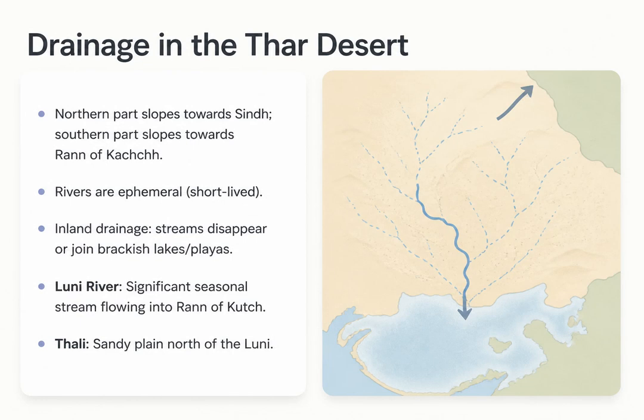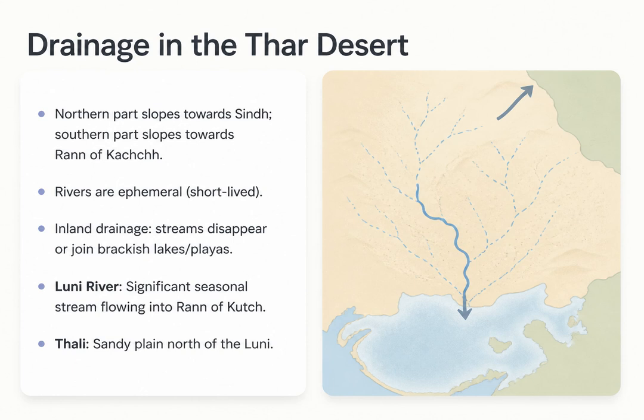The Thar Desert has a distinct slope. The northern half slopes towards Sindh, while the southern half slopes down towards the Rann of Kutch. The rivers here are ephemeral, meaning they only flow briefly after rain. Many streams exhibit inland drainage. They never reach the sea, but instead dry up in the sand or empty into salty lakes called playas. The most significant river is the Luni in the south, a seasonal stream that flows into the Rann of Kutch.